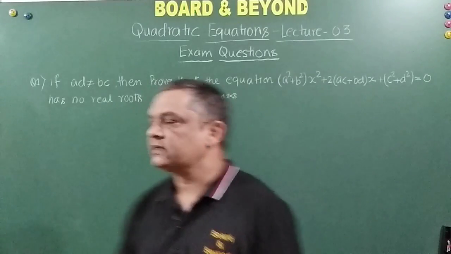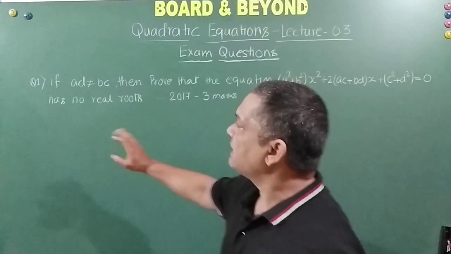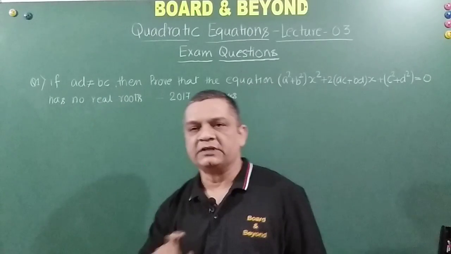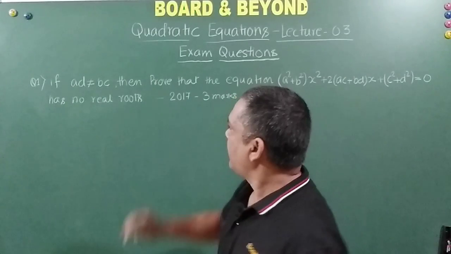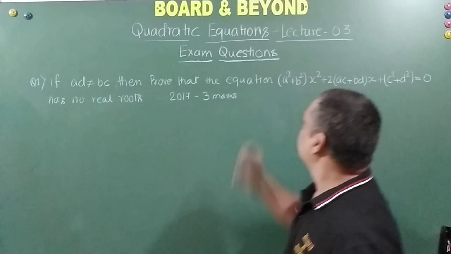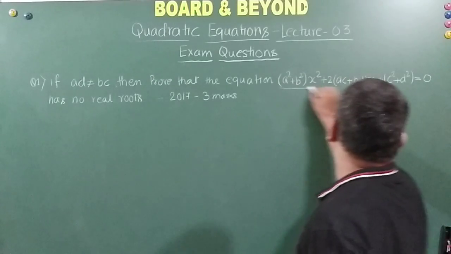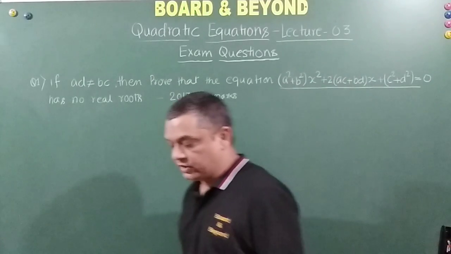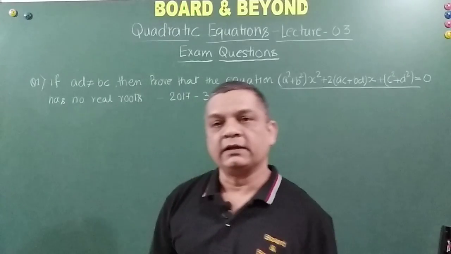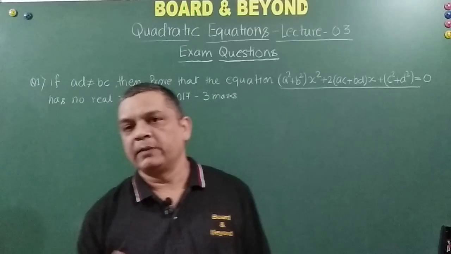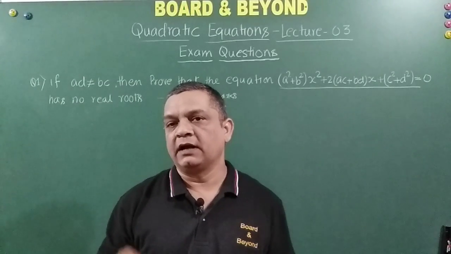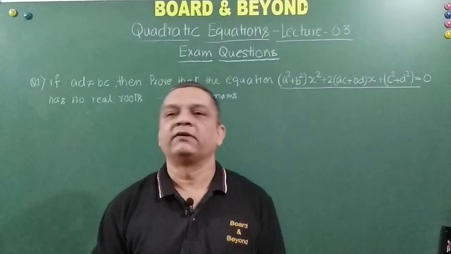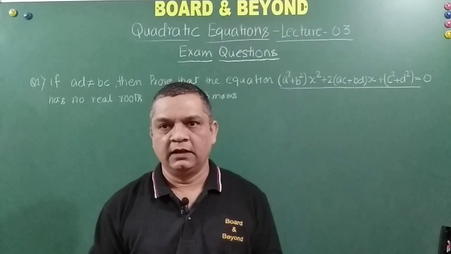So this question says that the first condition is AD is not equal to BC, that is given to us. Then prove that this equation is equal to 0 has no real roots, right? So friends, do we all remember in which condition a quadratic equation doesn't have a real root?